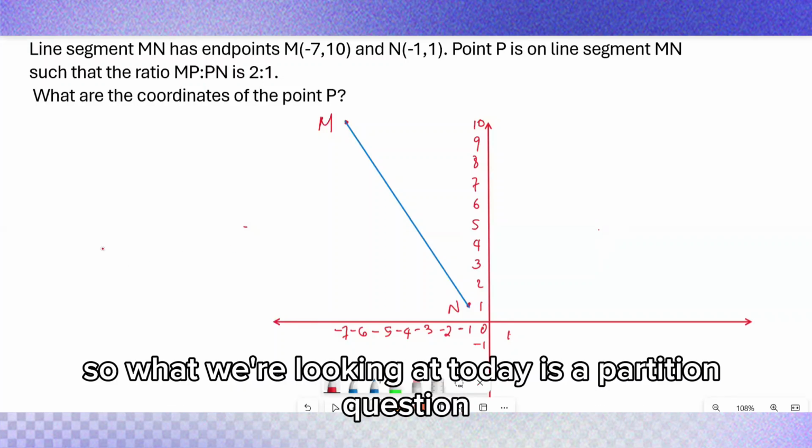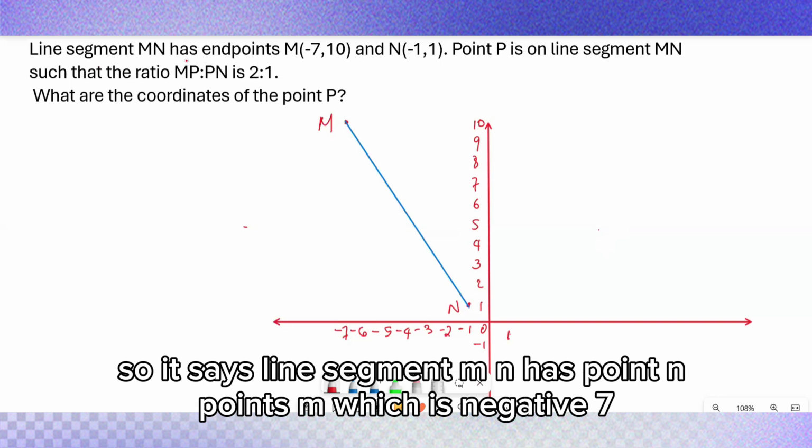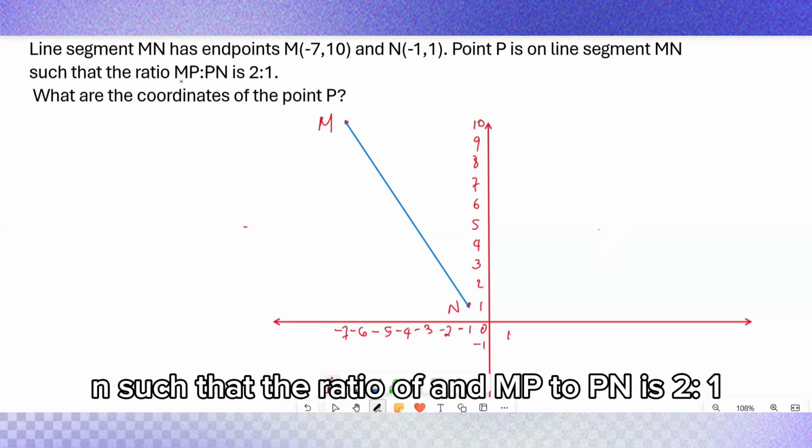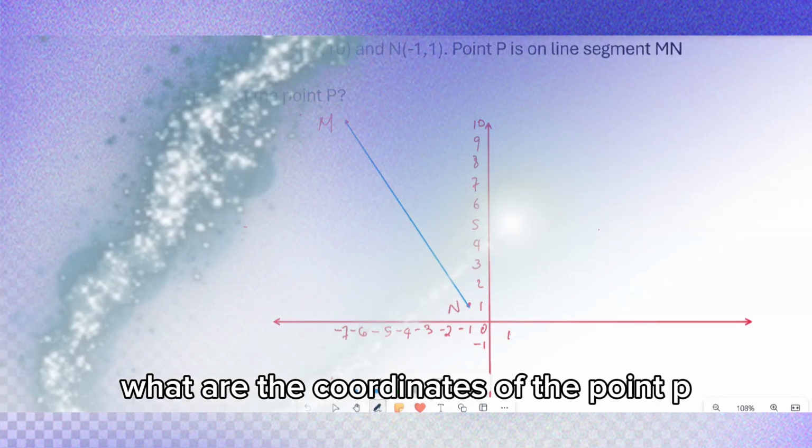So what we're looking at today is a partition question. It says line segment MN has endpoints M, which is (-7, 10), and N (-1, 1). Point P is on the line segment MN such that the ratio of MP to PN is 2 to 1. What are the coordinates of the point P?